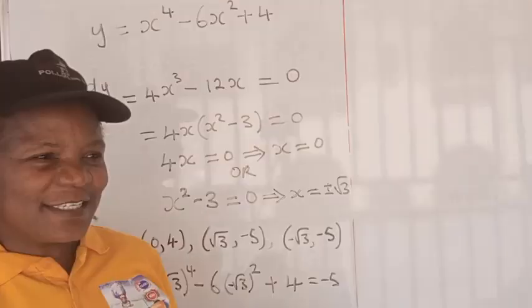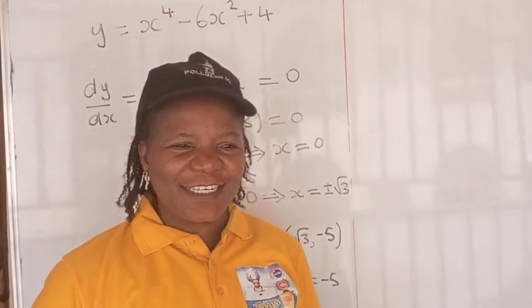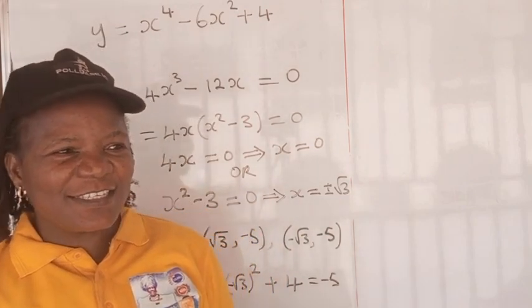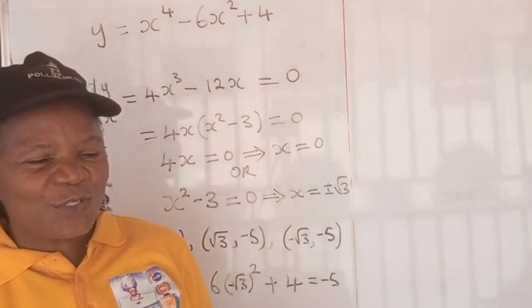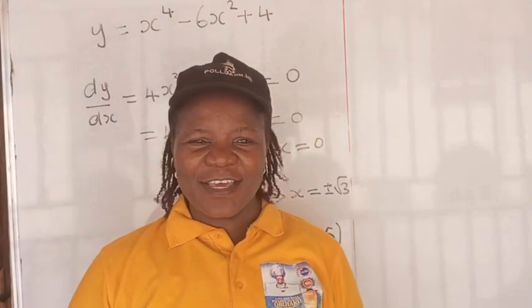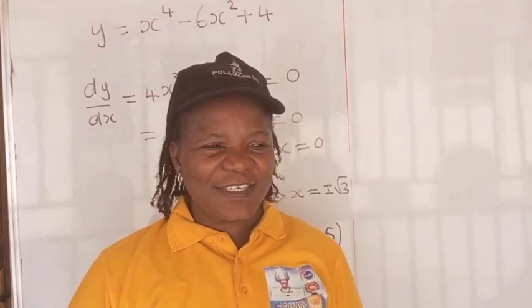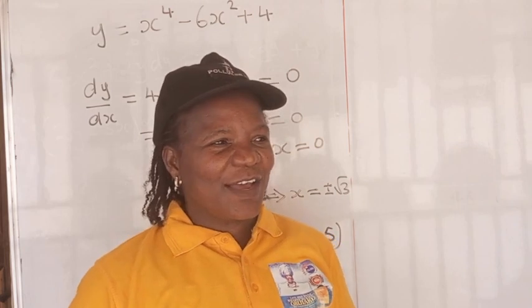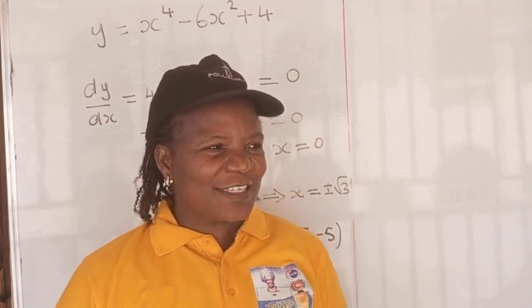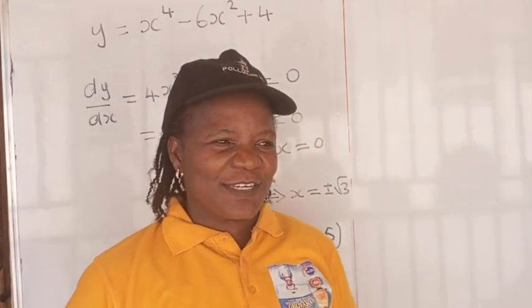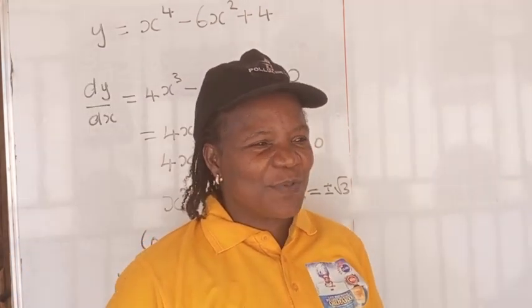All right. I believe you can now find the equation of a tangent or normal to any curve given to you at any particular point.